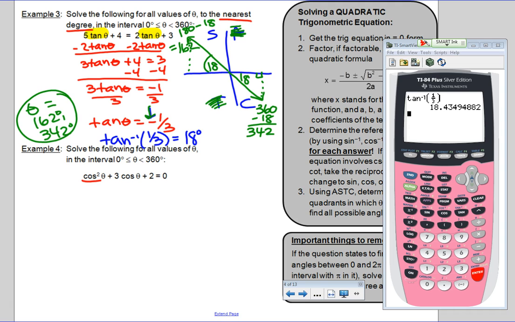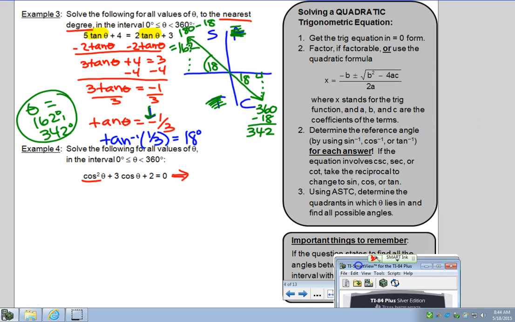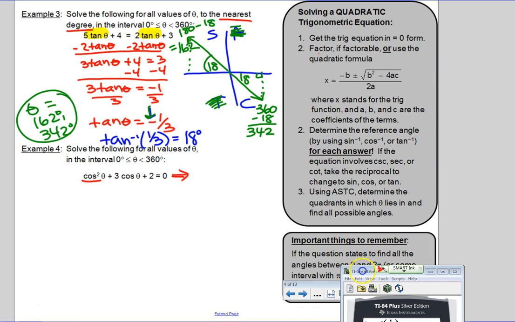This is definitely a problem that you will probably want to replace with x's to make it a little easier to see how to factor, because yes, quadratics, you're going to factor to solve. And if you don't want to factor, you can use the quadratic formula. And remember, the numbers in front are your A, B, and C. A is 1, B is 3, and C is 2. So if you want to do it by the quadratic, that's great.